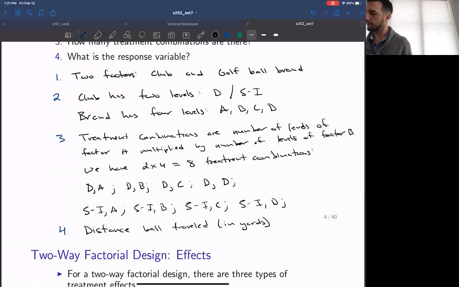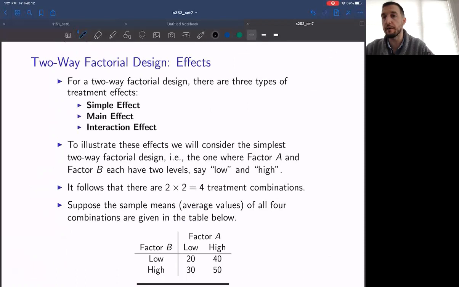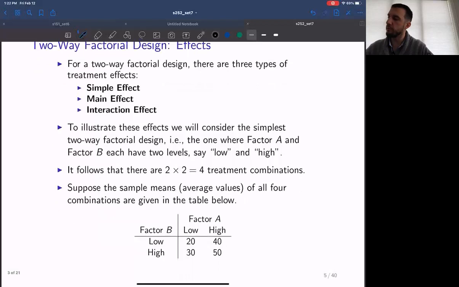All right, so in a factorial design, and in particular a two-way factorial design, there's a number of different effects that we can talk about. So there's a simple effect, a main effect, and an interaction effect. The effects that we are going to be most interested in studying are the main effects and the interaction effect. But to understand what a main effect is and understand what an interaction effect is, we have to start by defining the simple effect.